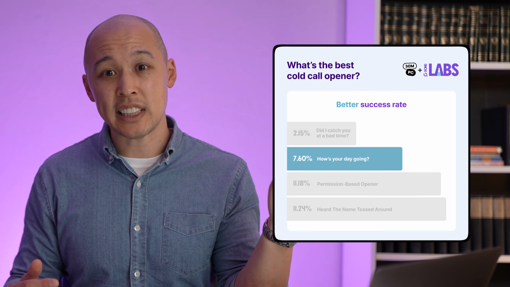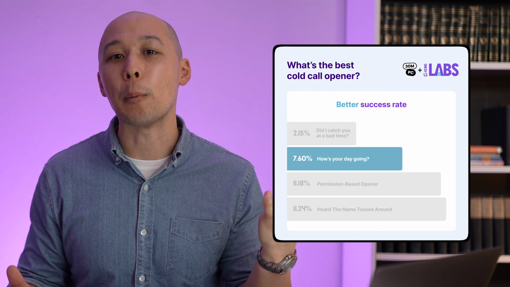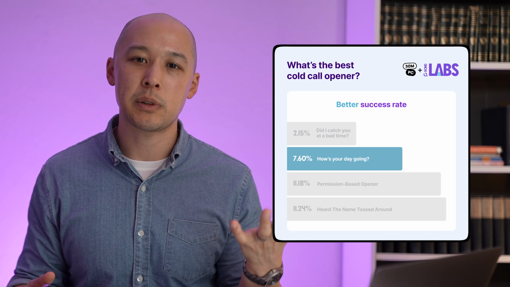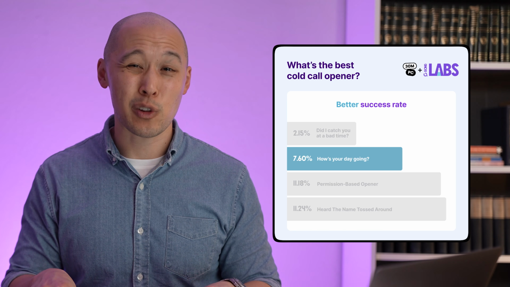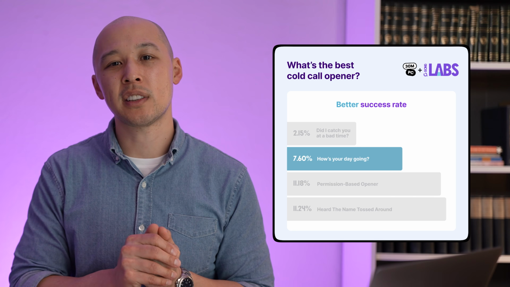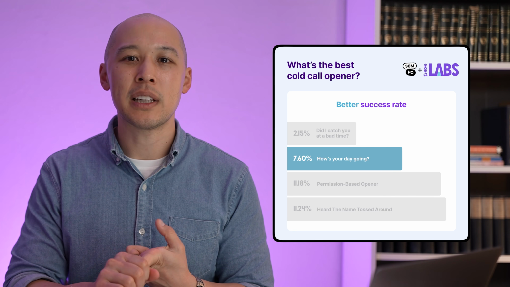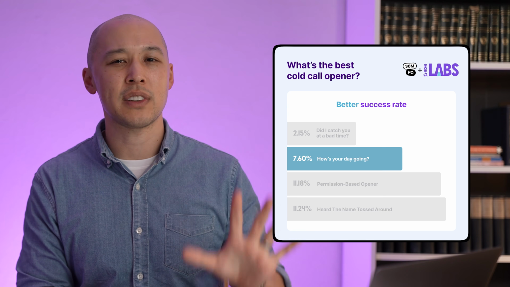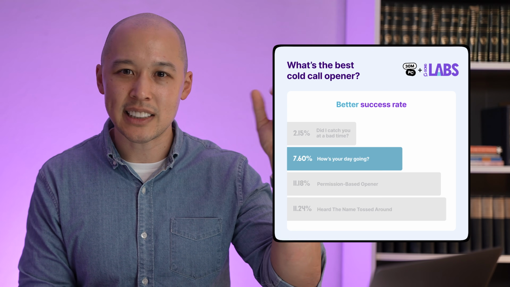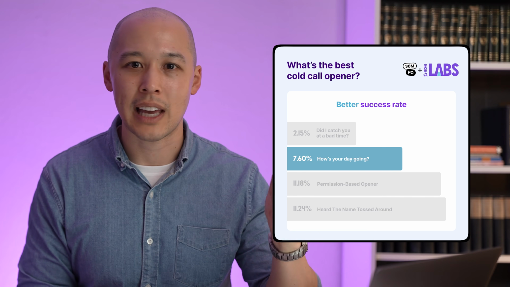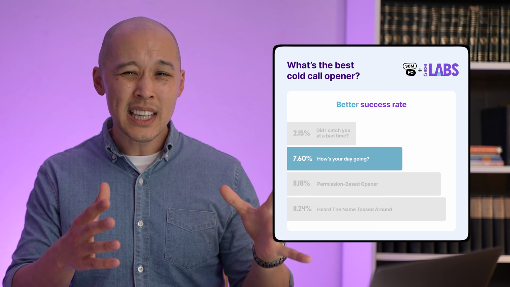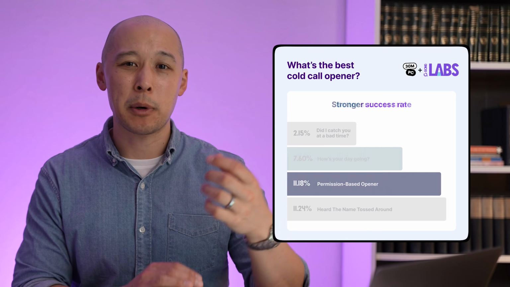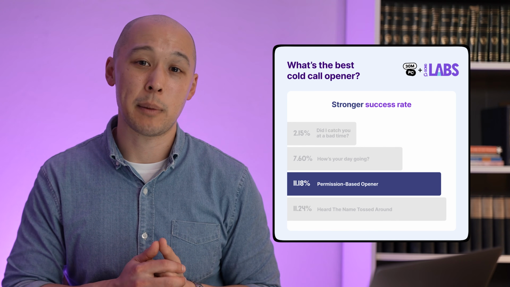One of my favorite techniques, it's not the only technique, but is a permission-based opener. So what you can see on the screen here is some stats on the types of openers that work really well and the types of openers that don't. And we studied 300 million cold calls with Gong and 30 Minutes to President's Club. And what we found is there are very specific types of things that work for your opener, and there are very specific types of openers that do not work. Asking someone how their day is going, if you caught them at a bad time, etc., that's going to be a fraction of the effectiveness of using a permission-based opener or a have you heard my name tossed around opener.